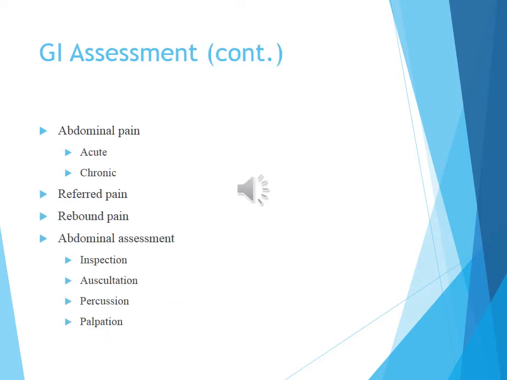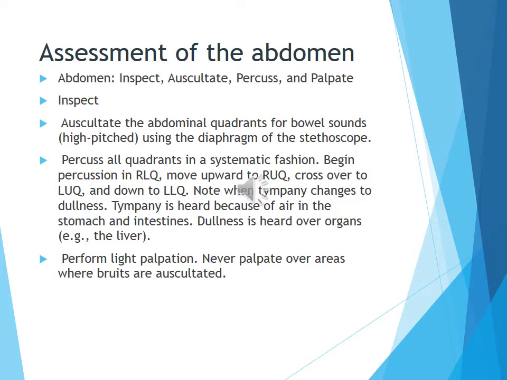We're going to keep assessing. We're going to do abdominal pain, whether it's acute, chronic, referred pain, rebound pain, and then we have the abdominal assessment. So it's the inspection, auscultation, percussion, and then palpation. For the assessment of the abdomen, I just named the 4. So when you auscultate, you do the abdominal quadrants for bowel sounds. You should be hearing high-pitched, and you should use the diaphragm of your stethoscope.